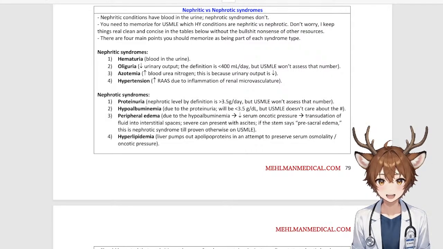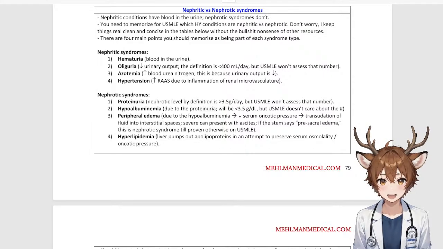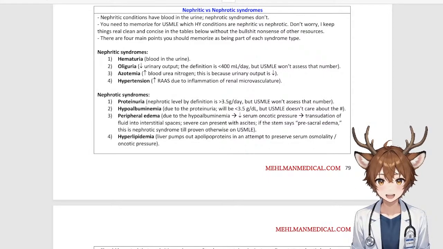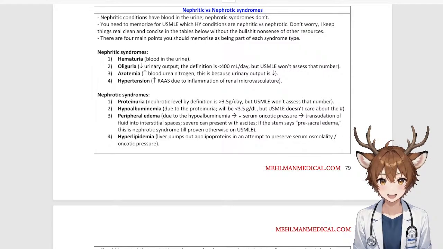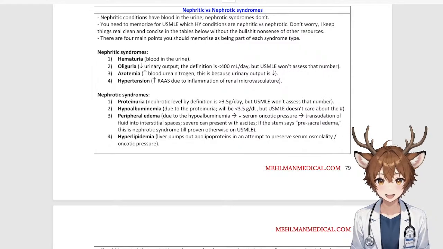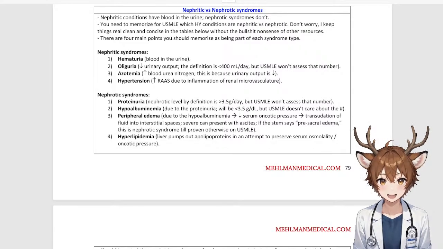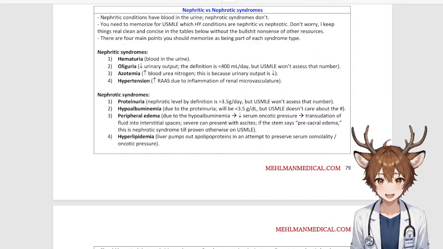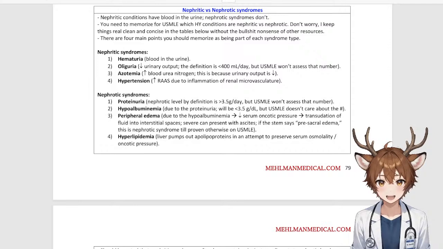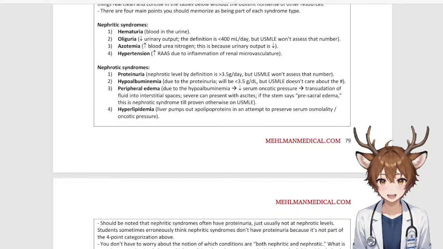Number 3, peripheral edema due to the hypoalbuminemia. Decrease in serum oncotic pressure causes transudation of fluid into the interstitial spaces. Severe cases can present with ascites. The SEM says pre-sacral edema. This is nephrotic syndrome until proven otherwise on USMLE. Number 4, hyperlipidemia. Liver pumps out apolipoproteins in an attempt to preserve serum osmolality and oncotic pressure.